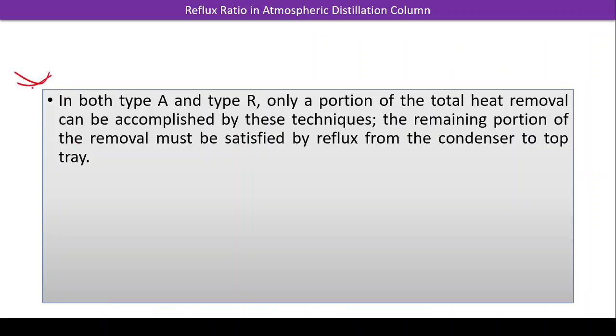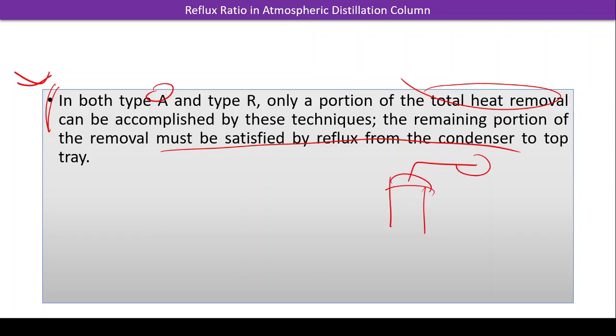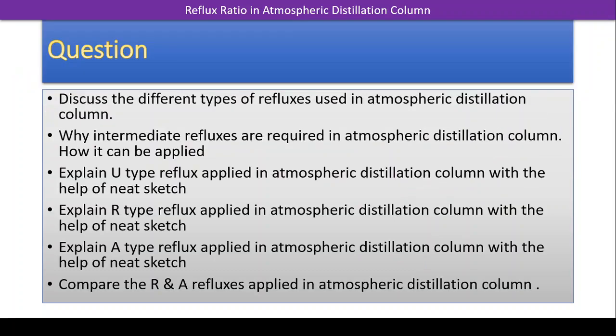In short, all these are the intermediate refluxes. With type A or type R, only a portion of the total heat removal is possible by these two techniques. You cannot remove 100%. The remaining portion of the removal must be satisfied from the condenser at the top tray. So it means that the top condenser will always be there along with the intermediate refluxes. So top reflux will always be integrated with the intermediate refluxes. So this is basically the concept of refluxes.